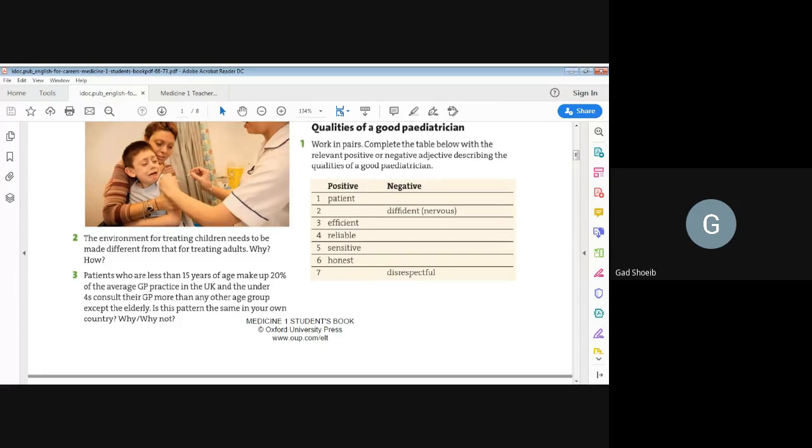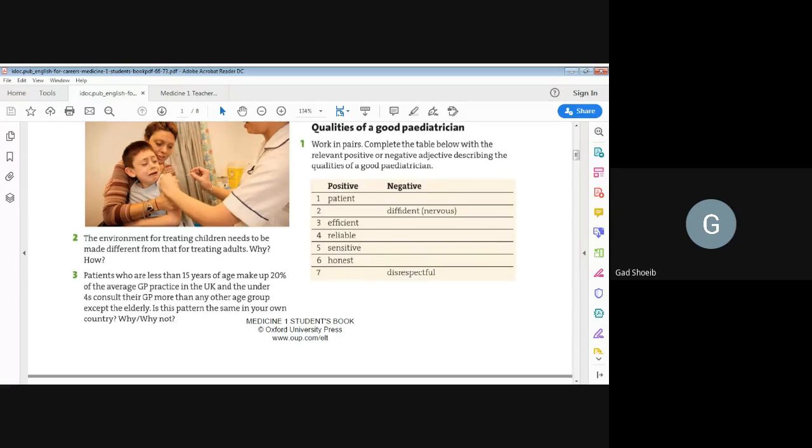Now, to say that this doctor is a good one or a bad one, he should have qualities. Of course. To say this one is good and this doctor is not good, we have qualities. As you see, we have seven words, positive adjectives and negative adjectives. Positive means good. Negative means not good, bad. To describe that the pediatrician is patient, what is the opposite of patient? Who can tell me?